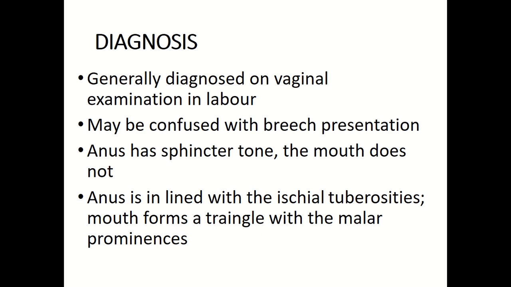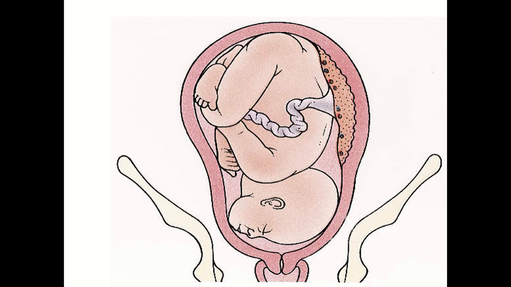The anus is also lined with the ischial tuberosities. You should be able to feel this, while the mouth forms a triangle with the malar prominences. So you'll be touching the malar prominences of the fetus. Also when you pop your fingers into the mouth of the fetus, you can feel the gums, and that can also help you rule it out. So this is how face presentation might appear. When you do a VE, you can touch the malar prominences, the mouth and things like that.